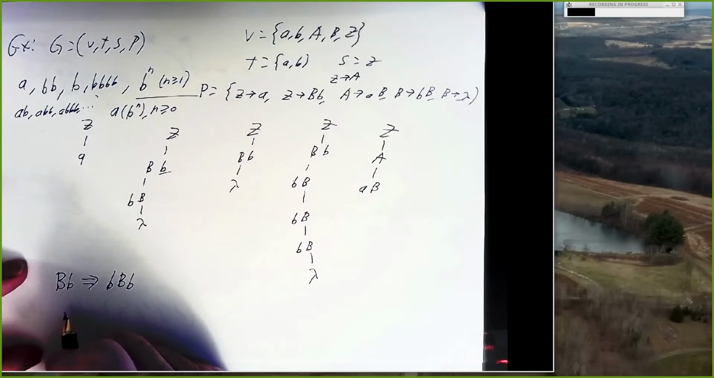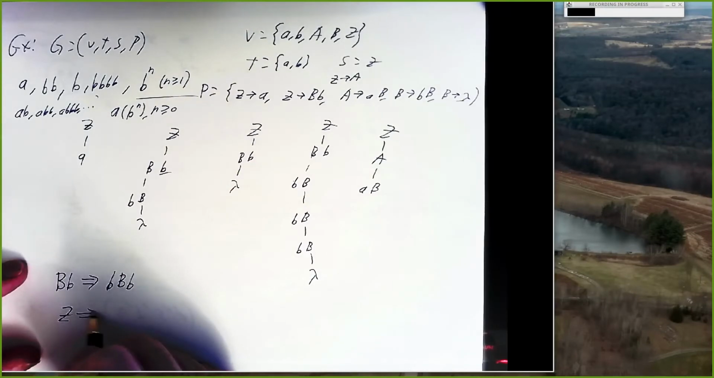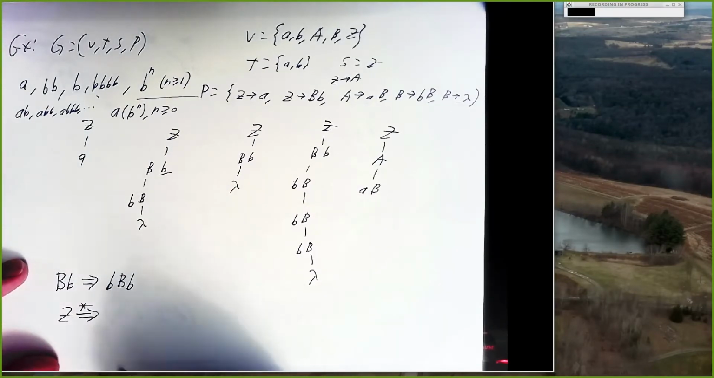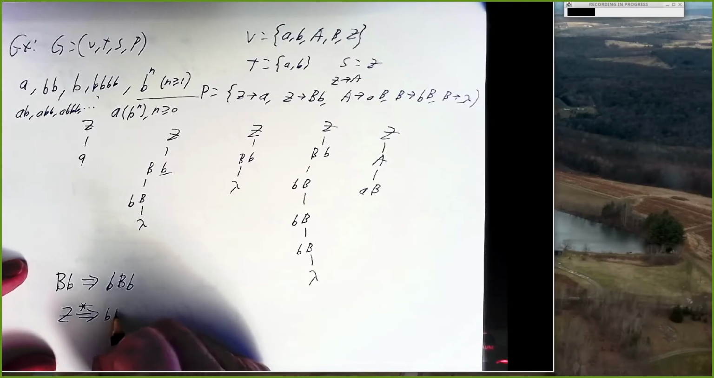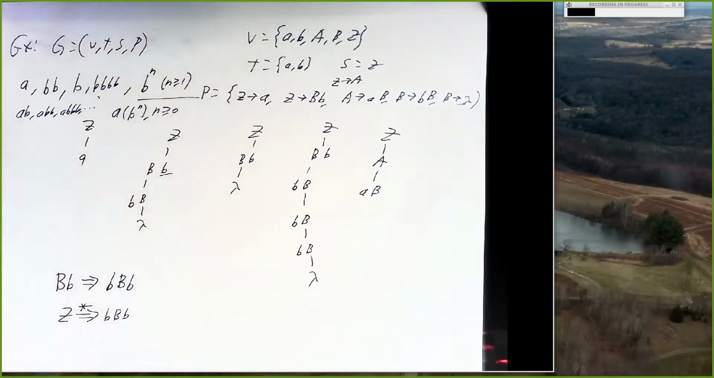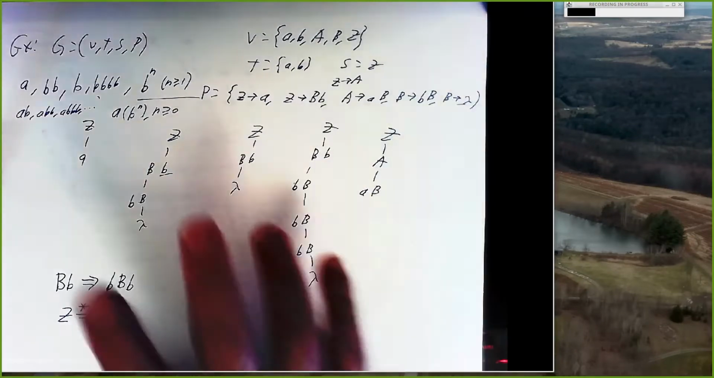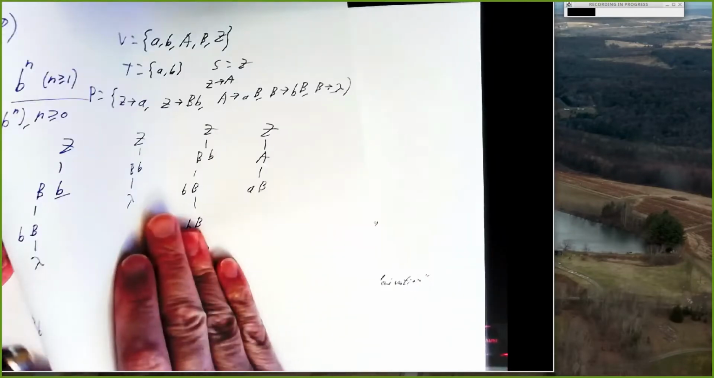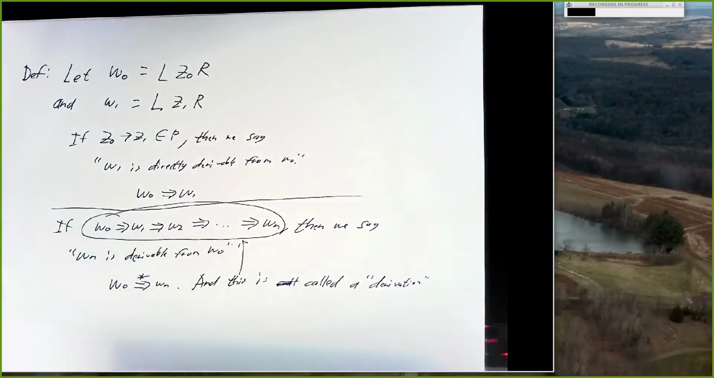We could also say that from the symbol Z, there is a derivation to little b, big B, little b. But we have to use a pair of production rules. All right, everybody got an idea what these definitions mean?